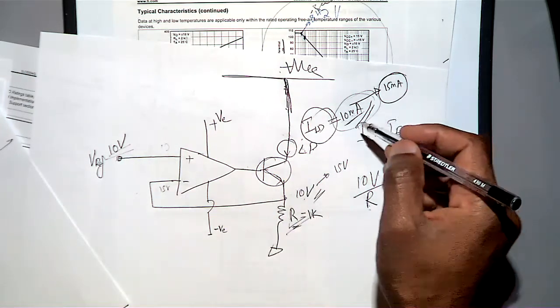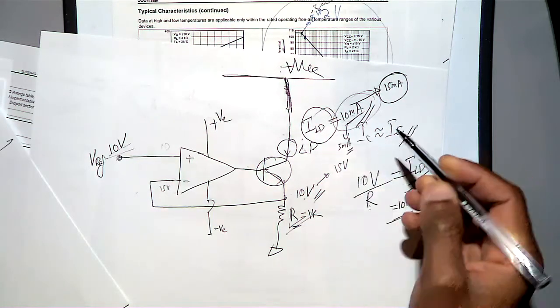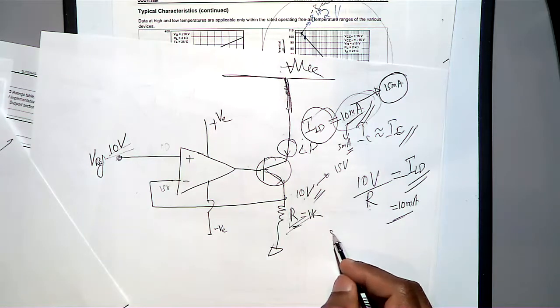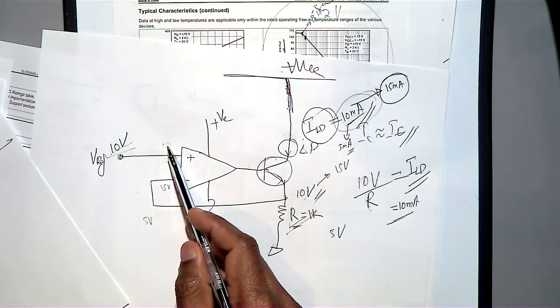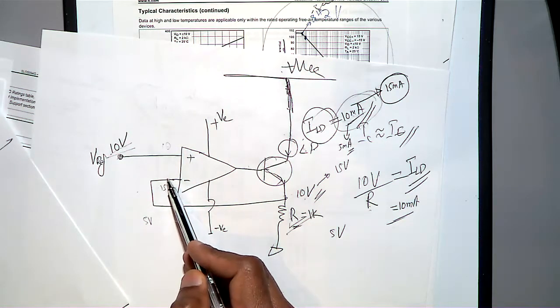So if 10 milliamps reduced to maybe 5 milliamps, then 5 milliamps will come here. Then now how much you got is only 5 volt. When it becomes 5 volt here, this is 10 volt, then the op amp has to adjust this equal to 10 volt.